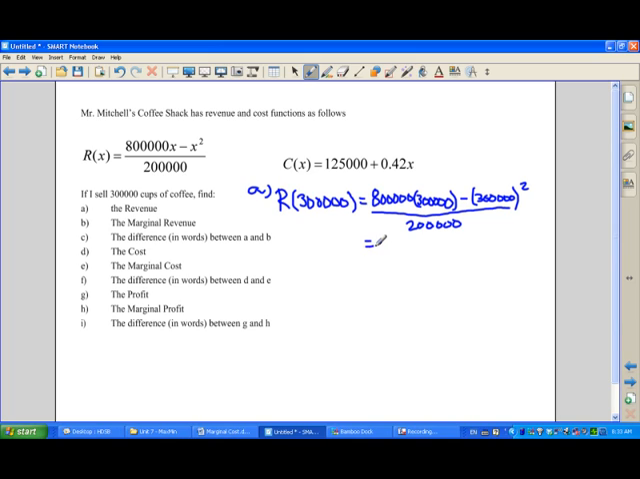And we can evaluate that on our calculator. So 800,000 times 300,000 minus 300,000 all divided by 200,000 gives me a revenue of $750,000.